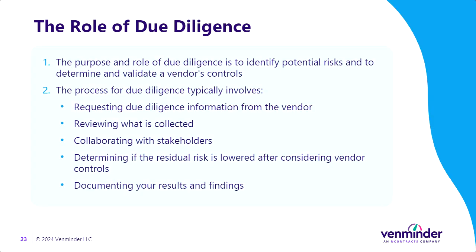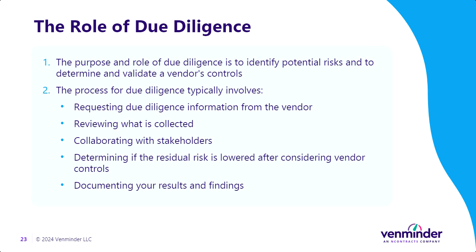So let's just close out this section by making sure we understand the role of due diligence in this process. Again, the purpose and the role of due diligence is to identify those potential risks and to determine and validate the vendor's controls around those risks. The process for due diligence typically involves requesting the due diligence information from the vendor. And remember, I said a moment ago that you would send them a questionnaire. So that's a great way to get this information, is through a questionnaire.